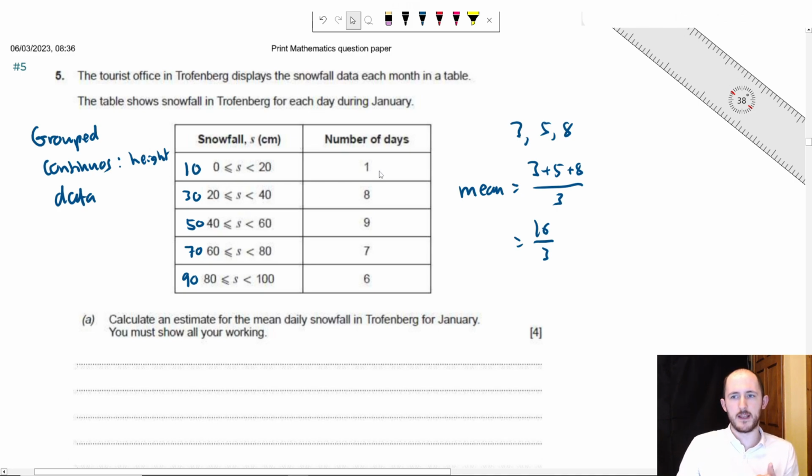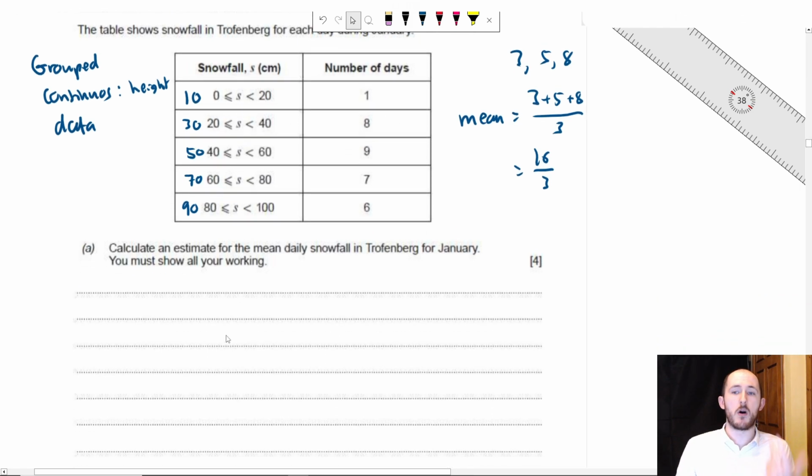Another problem is how do I work this out now? Do I add up all of these and divide them by the number? Do I add up all of these and divide it by the number? You kind of do both. There is one day that had, in this case, 10 centimeters of snow, 8 days that have 30, and so on. So what you do is you multiply it.